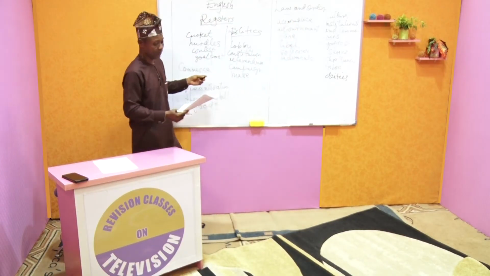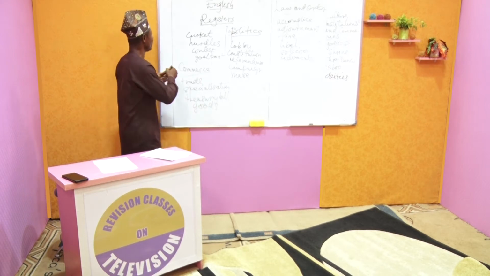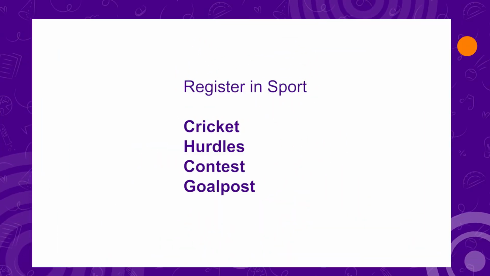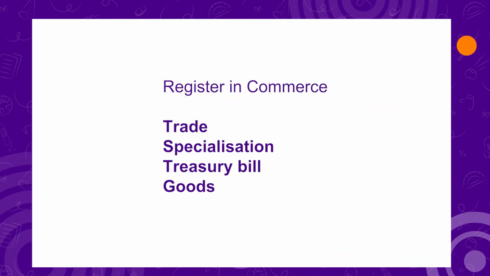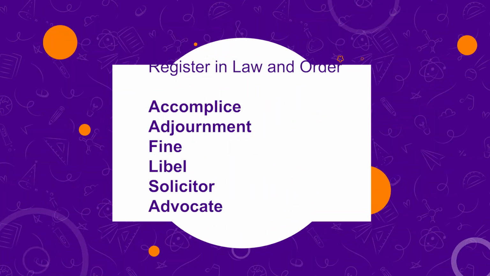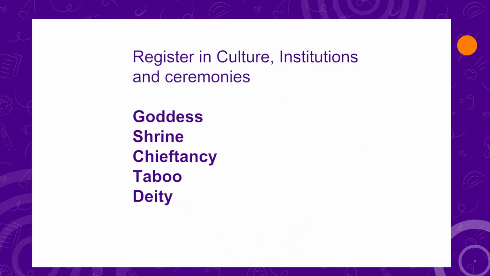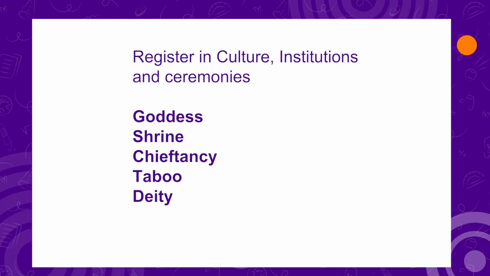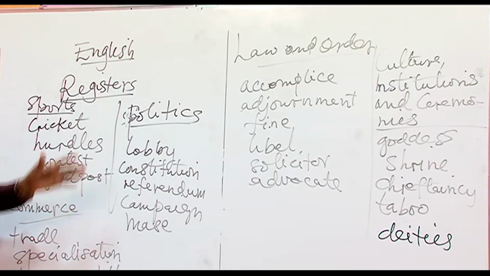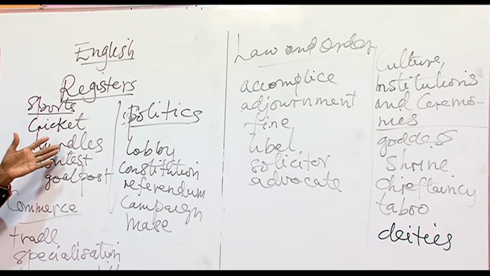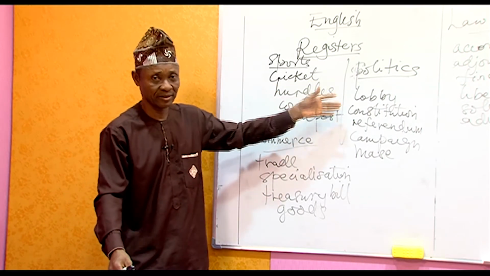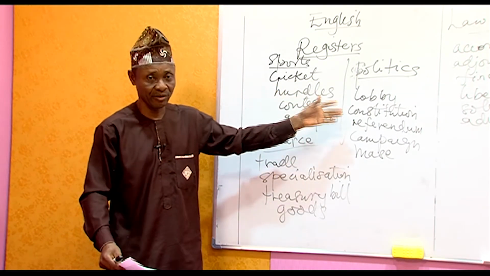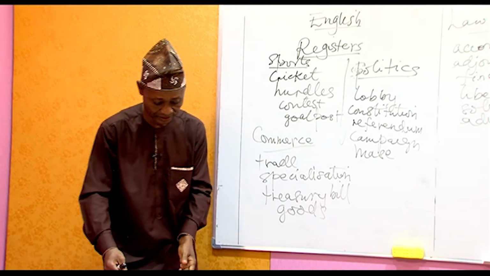Now, from what we have seen here, you can see that in the field of sports, you have these words that can easily be used in the area of sports. While in commerce, we find this. In politics, we get this. In law and order, you also find these words. While culture, institutions, and ceremonies will give us these other words. What you have seen on the board is like a drop in the ocean. So, it is left for a student or a candidate to read hard to get more words concerning these fields of human endeavor and any other one that we have not mentioned here.